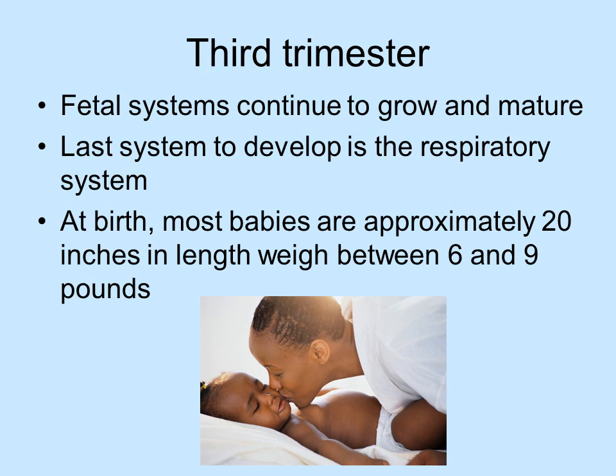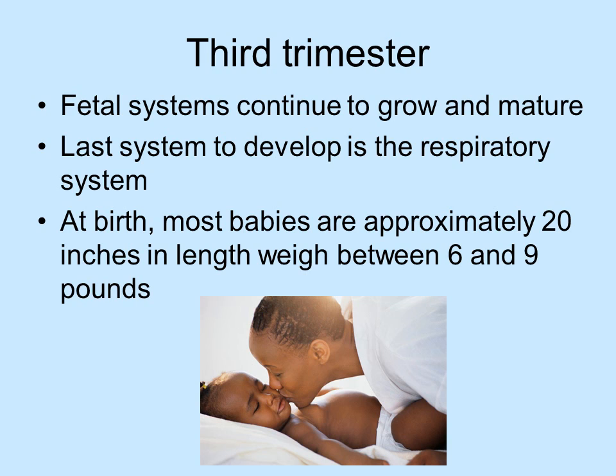And then during the 3rd trimester, of course, the systems continue to grow and mature. The last system to develop is the respiratory system. At birth, most babies are approximately 20 inches in length and weigh between 6 and 9 pounds.